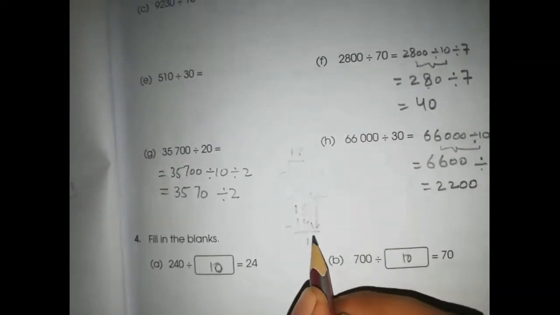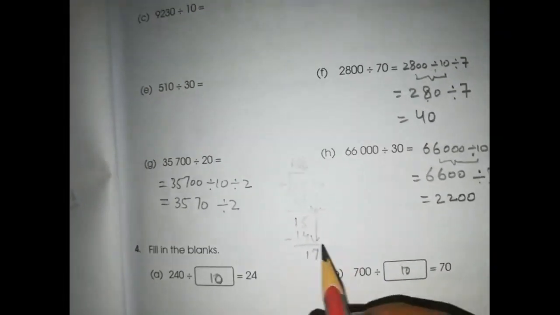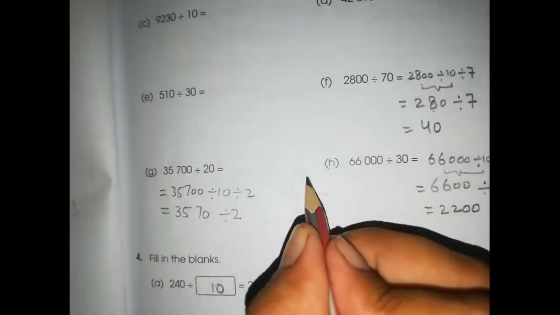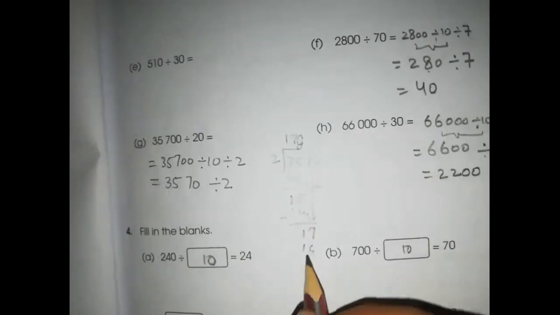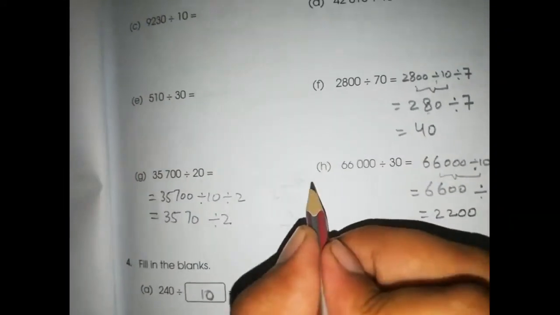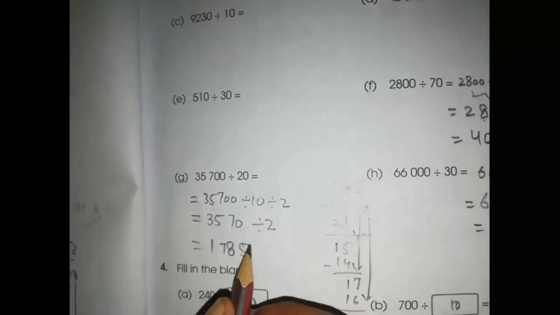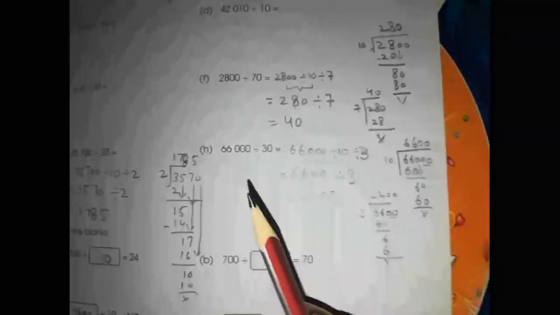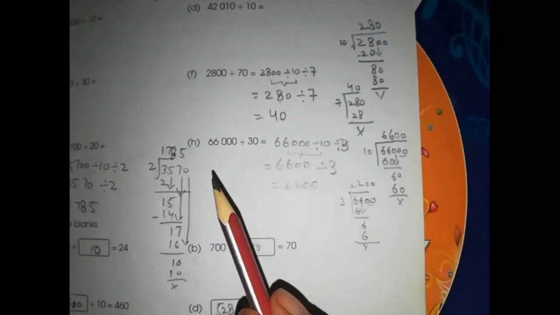This 7 moves below. 2 eights are 16. 1. This 0 moves below. 2 fives are 10. So our answer is 1785. This is our required answer. Similarly, you can solve part H of question number 2.